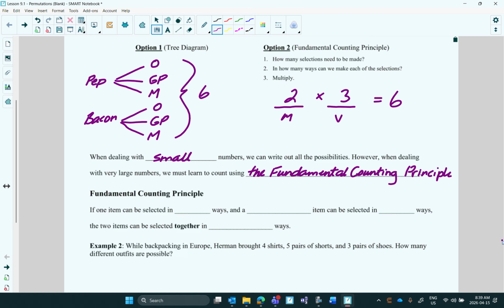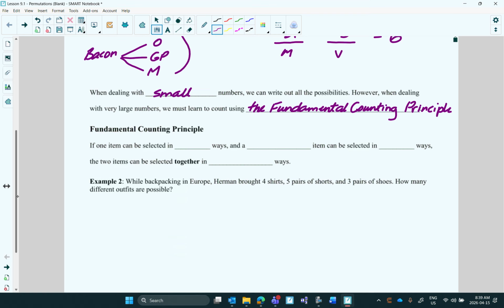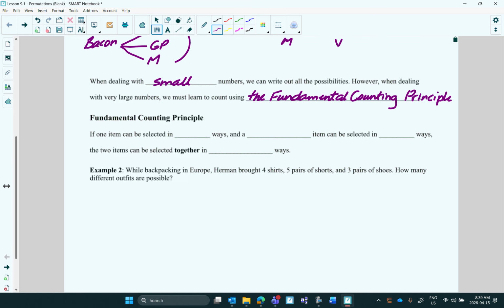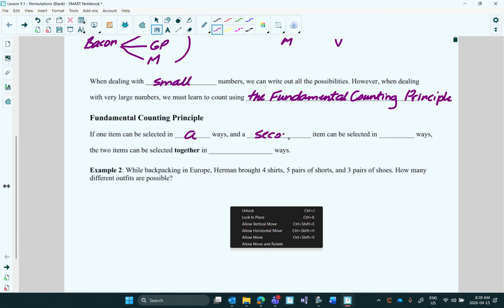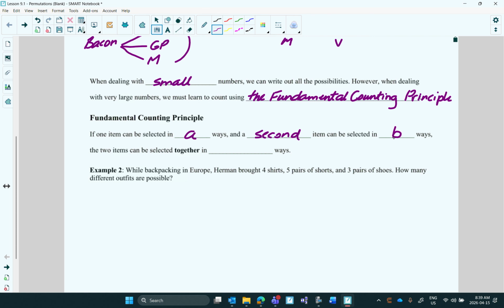Which basically says if you can choose one item in A number of ways and a second item in B number of ways, then the two items can be selected together in A times B ways. And we can even apply that to a third item, a fourth item, a fifth item, a sixth item, which we'll see shortly.